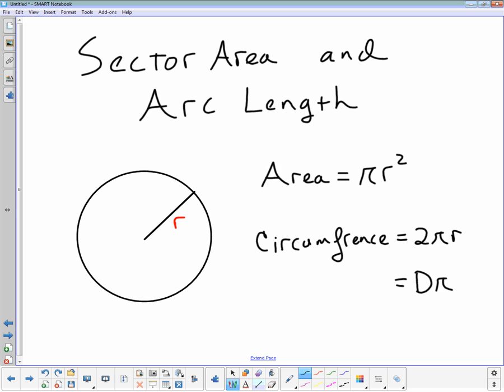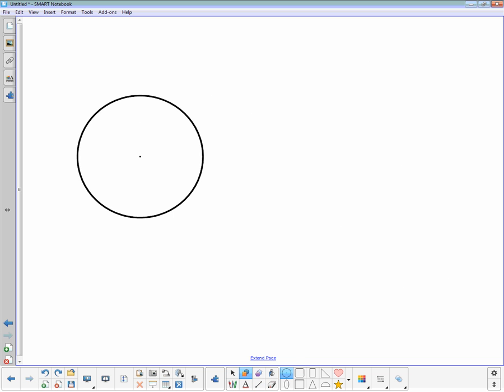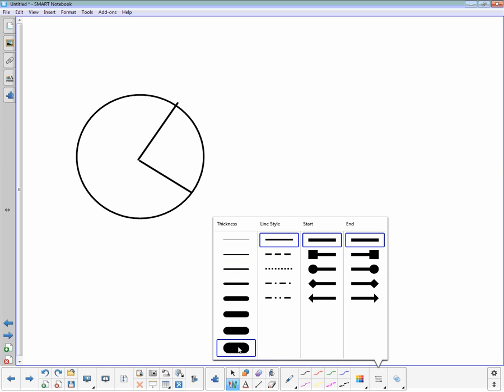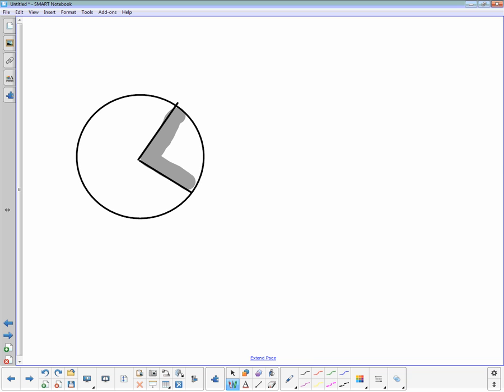Now, if we want not the whole area of the circle, but maybe just part of the circle, that's what we call a sector. Let me show you what I'm talking about. A sector is a region of the circle. Like that. You can think about it as a slice of a pie or a piece of a pizza, that kind of thing. It's a wedge cut out of a circle. And if I only want the area of that, what I'm talking about is a fraction of the whole circle.